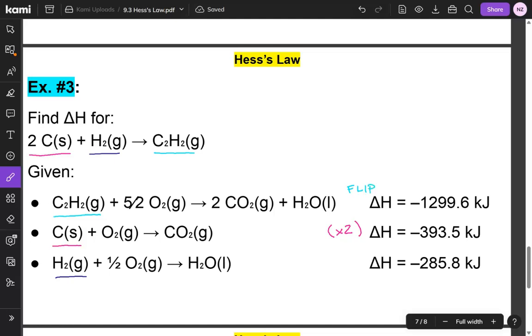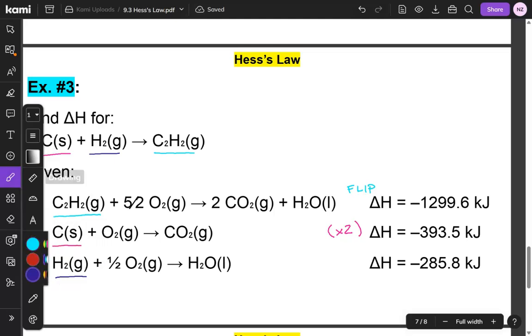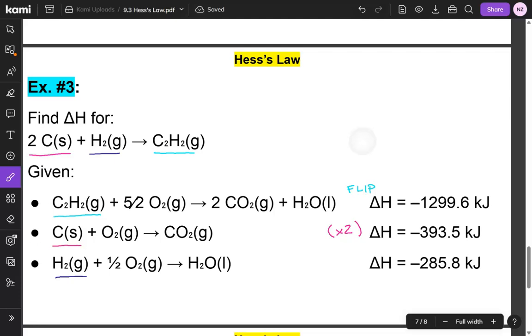All right, so let's rewrite all of this and see what we have. Make sure we don't need to do anything else. So we're flipping the first reaction, so that'll be 2CO2 plus H2O, and that's going to go to C2H2 plus 5 halves O2. Our second reaction, we're multiplying everything by 2, so that's going to be 2C plus 2O2 goes to 2CO2. We're going to need to double this as well.